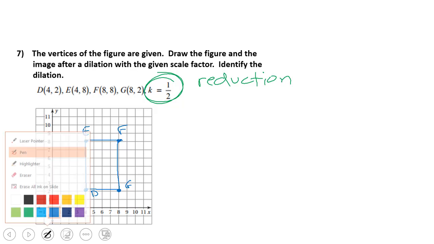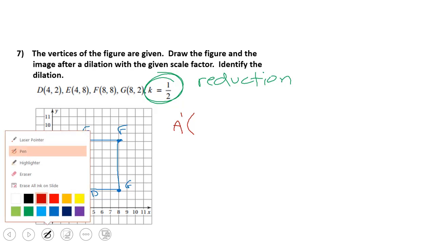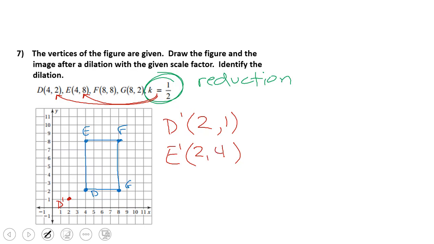And then we're going to take and make our image by multiplying, oops, I wrote the wrong letter. I get in the habit of that ABC sometimes. So D prime, multiplying everything over here by 1/2. 4 times 1/2 is 2, and 2 times 1/2 is 1. So D prime is 2, 1. E prime, multiplying both of the original figure by 1/2. 4 times 1/2 is 2. 8 times 1/2 is 4. So 2, 4.